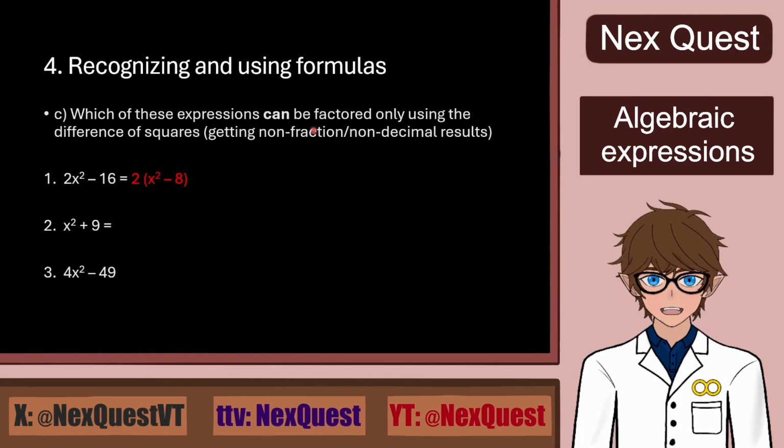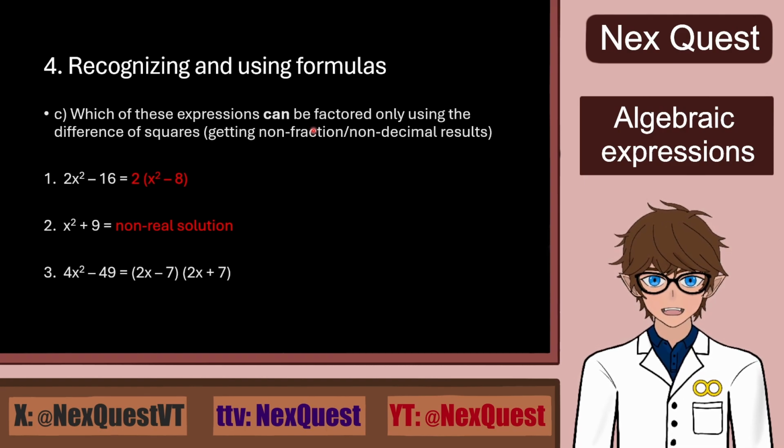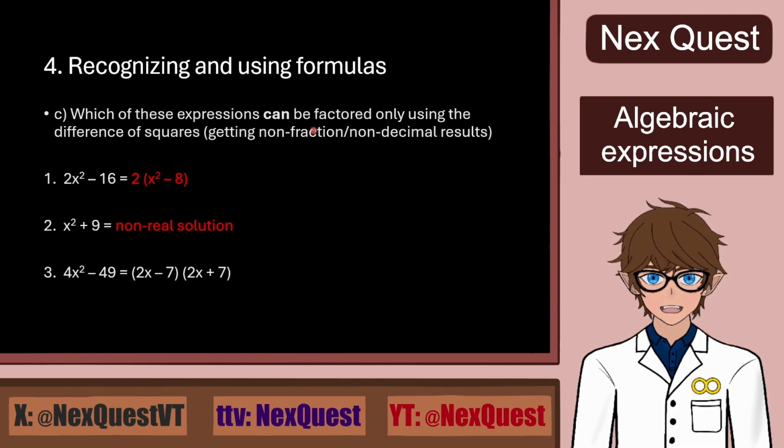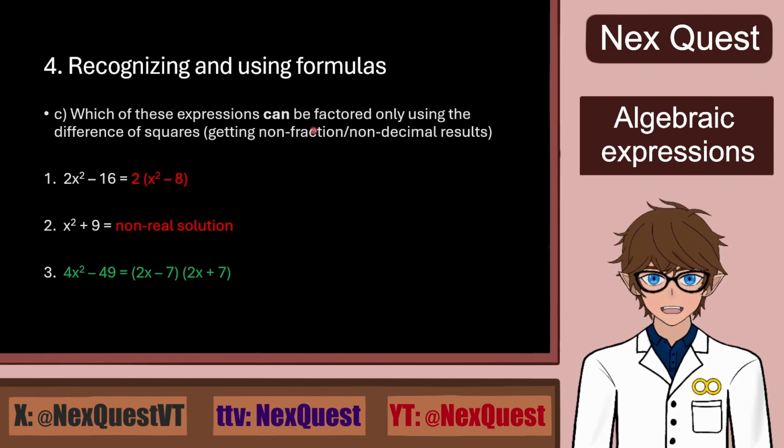Next up is x squared plus 9, which has a non-real solution, which absolutely is not a difference of squares. Last one, this one is a difference of squares because it follows the formula, and we get the result of 2x minus 7 times 2x plus 7, meaning that the third example is right.